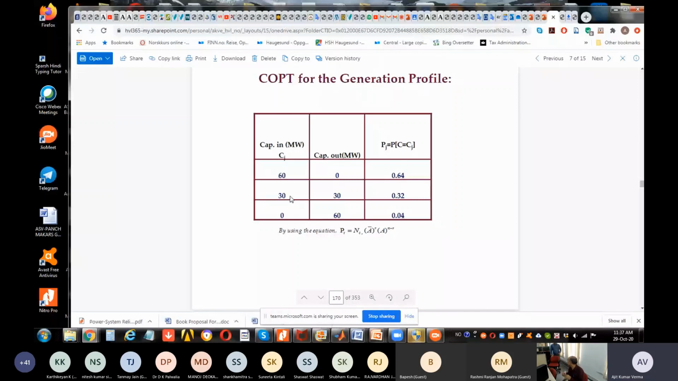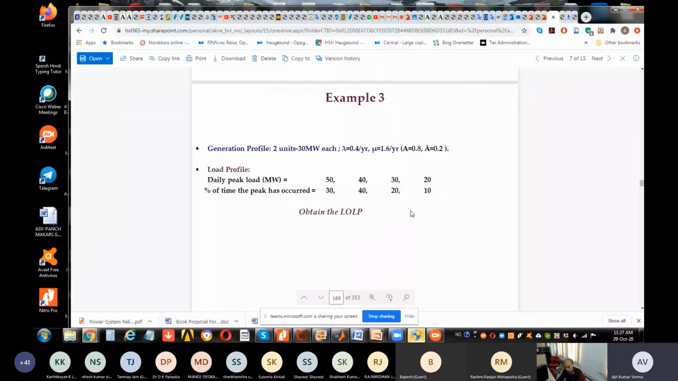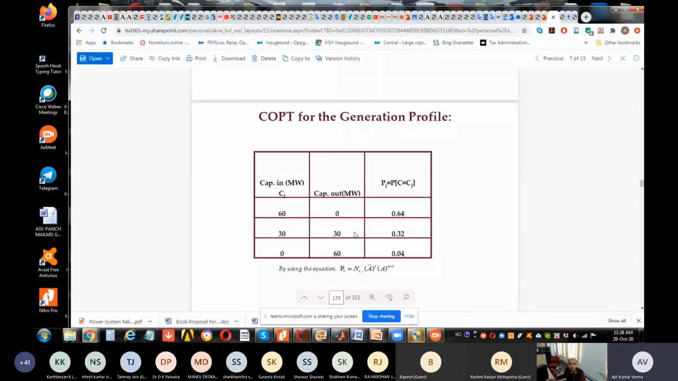When the capacity is 30, that means one of them is out. One 30 megawatt is available, another 30 megawatt is not available. The availability is 0.8 and the unavailability is 0.2, so 0.8 multiplied by 0.2 gives you 0.16. But if it is A and B, B is out and A is available, or A is out and B is available, so there are two such combinations possible. So 0.16 plus 0.16 gives you 0.32.